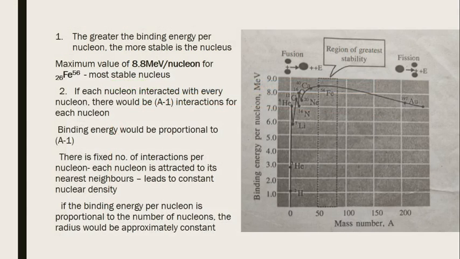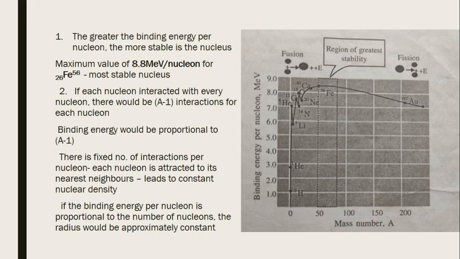So the first point is, if the binding energy per nucleon is greater, the nucleus will be more stable, isn't it? So if the nucleus is having more binding energy, nucleons will hold together, isn't it? So the binding energy is related to the stability of the nucleus. So higher the binding energy or higher the binding energy per nucleon, the more stable will be the nucleus.